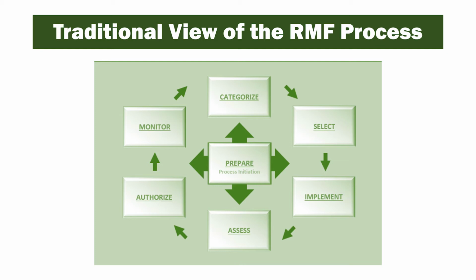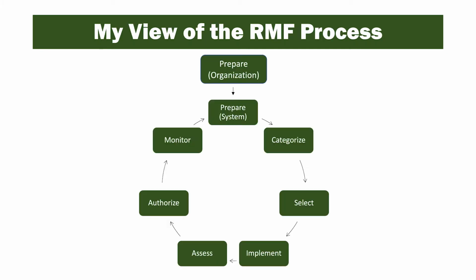I think this is a good view of it, but I actually see it more like this, where the preparation at the organizational level happens before any system starts the SDLC. So I see the first half of prepare, that prepare step, being conducted and completed before any system starts their RMF process. Then we go into system prepare, categorize, select, implement, assess, authorize, and monitor in the normal cyclic fashion.